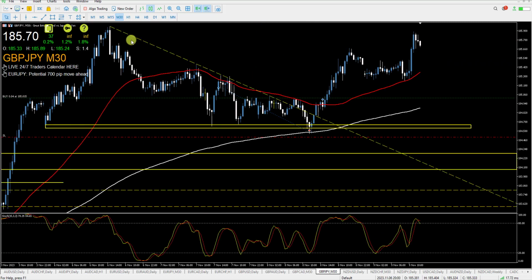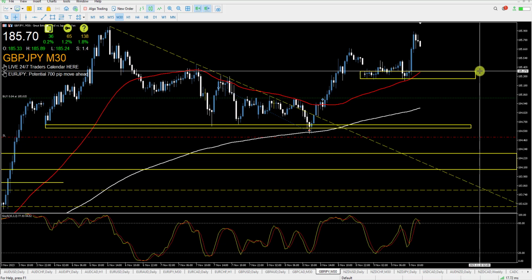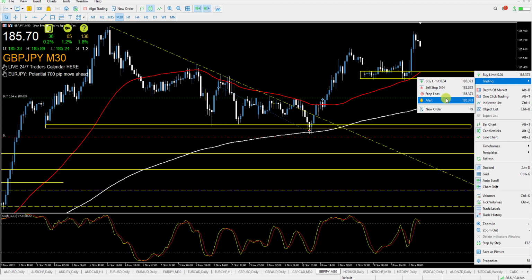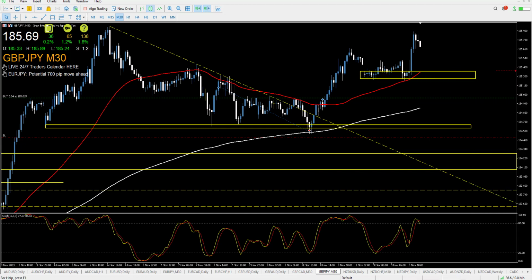So again, we can look for more entries into this market around about this sort of 185.30 could be a good place to start looking for re-entries. So I'm just going to set an alert here. I want to see if price can pull into this zone and then push out of it and potentially move higher. So that's something that we can keep an eye on.